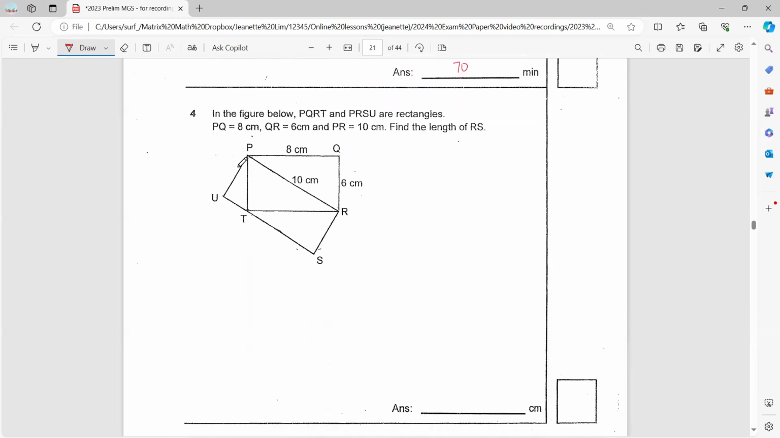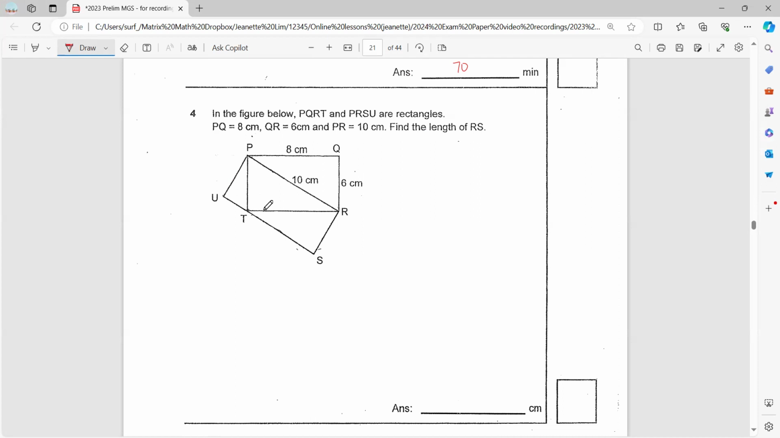Question 4. PQRT and PRSU are rectangles. You have this 8 cm, 6 cm, and 10 cm. Find the length of RS. Okay, so these two rectangles are not identical, but let's focus on this first rectangle.